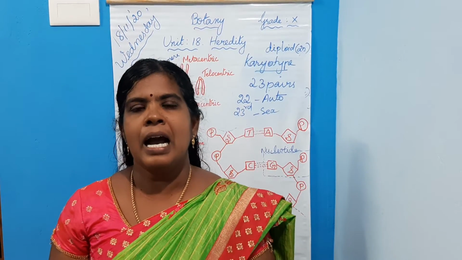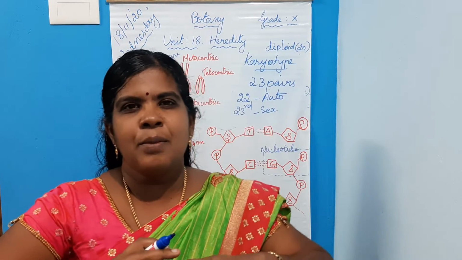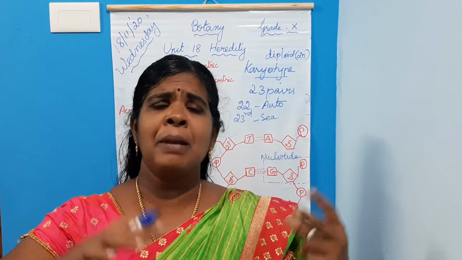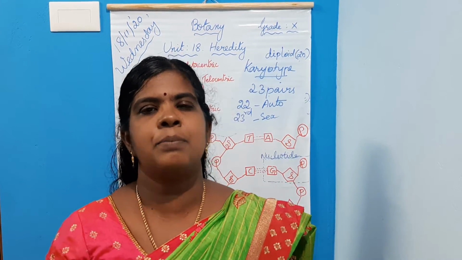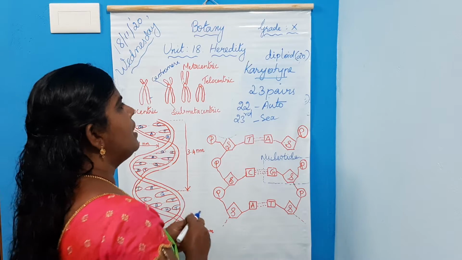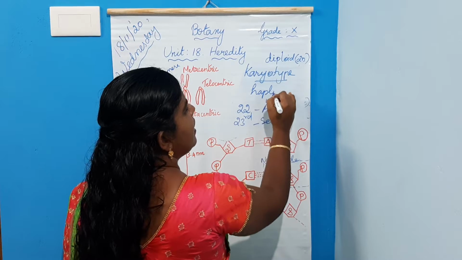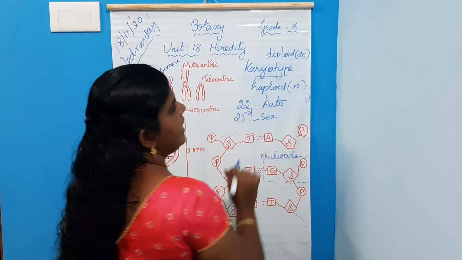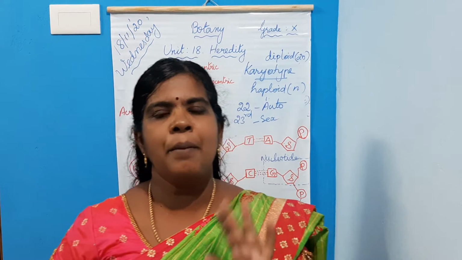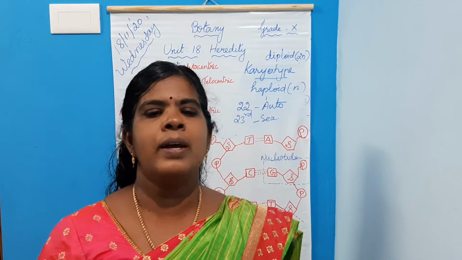In sexually reproducing organisms, the chromosomes generally occur in pairs, said to be diploid. These organisms produce the gametes, isn't it? Male produce the male gamete and female produce the female gamete. The gametes produced by these organisms contain a single set of chromosomes, that is said to be haploid. It is designated as n.